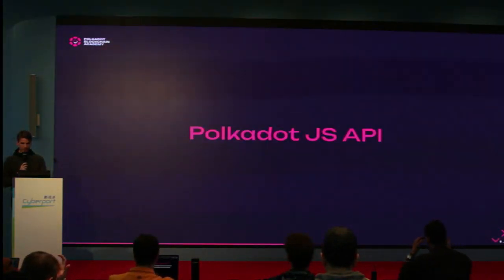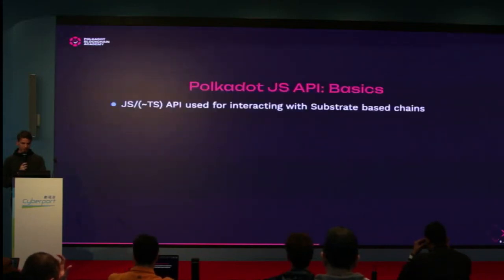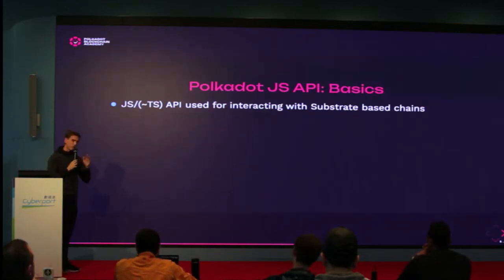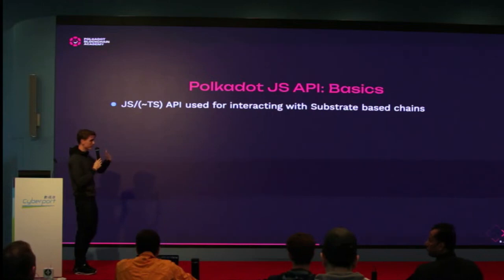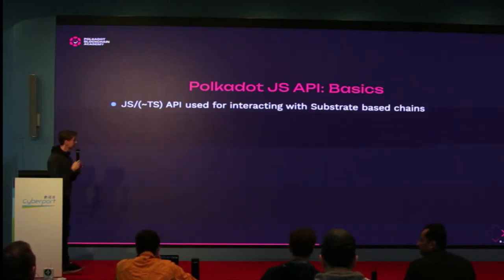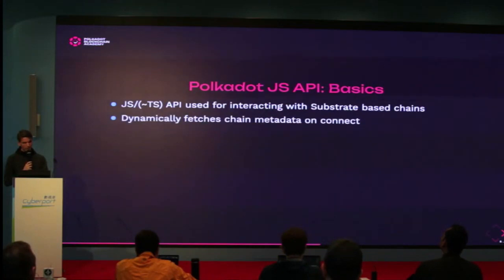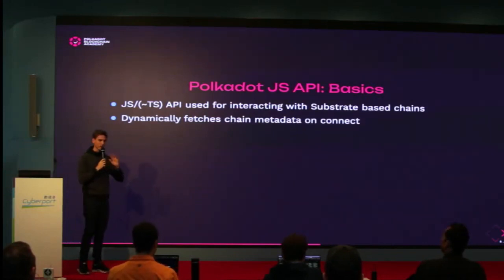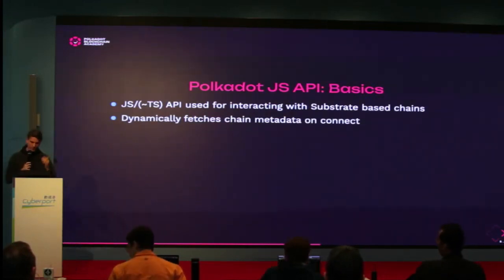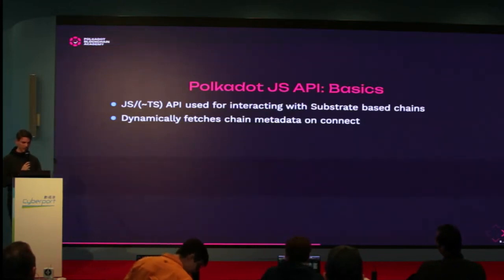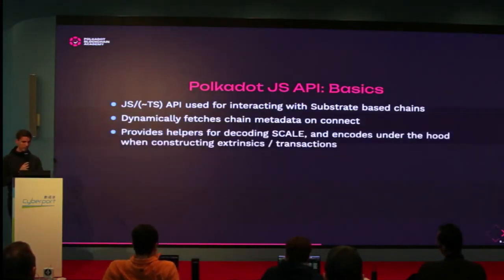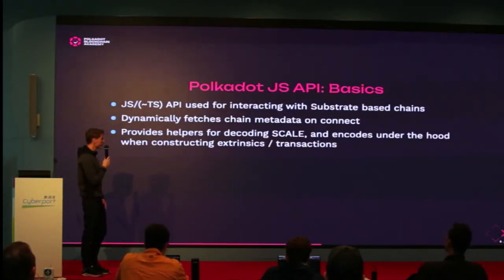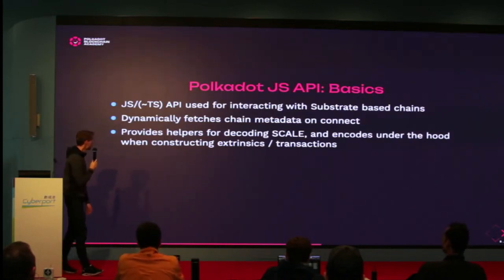So Polkadot.js API. Go through some basics. It's a JS API and kind of a TypeScript one. The TypeScript support is there, but the types are usually hard to find in packages, but it's there. It dynamically fetches the chain metadata as we're connecting to the API, so we don't actually need to worry about dealing with that, it's dealt with under the hood. So it automatically fetches the metadata for you. It provides helpers for decoding, because API results, we need to decode them from scale and whatnot.